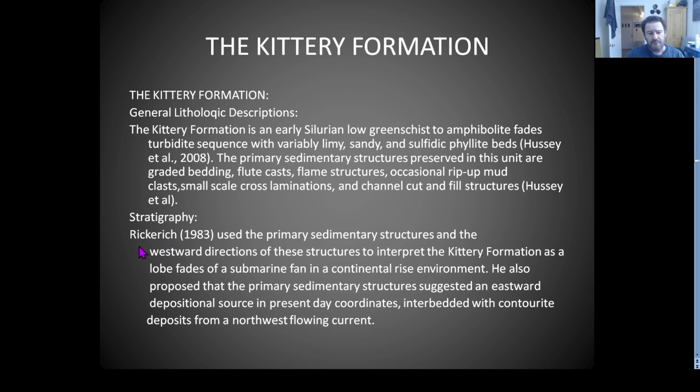Stratigraphically, Rehr basically stated that the primary sediment structures and the westward directions of these structures, he used them to interpret the Kittery Formation as a lobe of a submarine fan in a continental rise environment. Again, just what I said, there's a slope, and then things pile up and they end up cascading, and that becomes a fan. He also proposed that the primary sedimentary structures suggested an eastward depositional source in present-day coordinates. Stands true. Interbedded with Kittery deposits from a northwest flowing current.